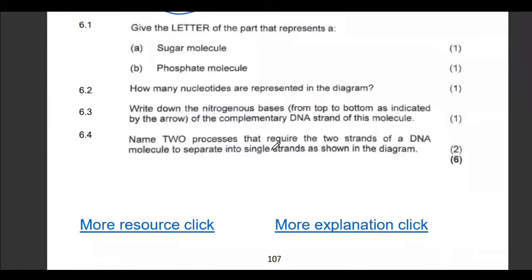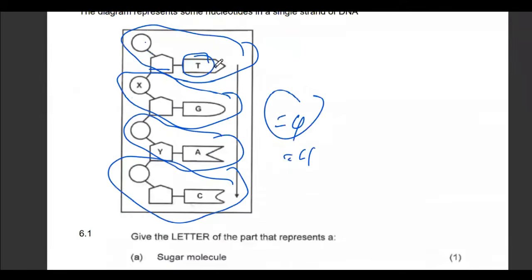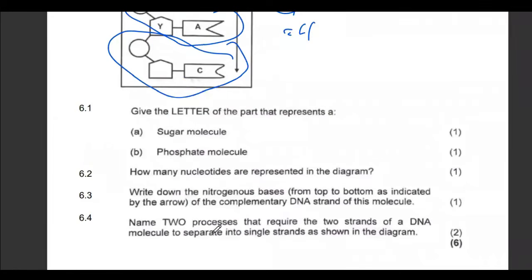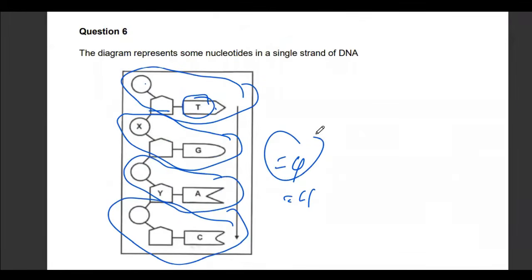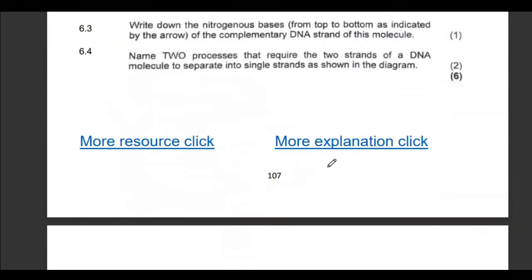Write down the nitrogenous base from top to bottom, as indicated by the arrow, as the complementary base strand of this molecule. Here is just T, they're saying on DNA. Complementary, so they are not talking about converting it into RNA. Don't forget that A goes with T, and C goes with G. So whenever there is A, you put T. Whenever there is C, you put G. Whenever there is T, you put A. Whenever there is G, you put C. So basically, that's how it's supposed to be answered.